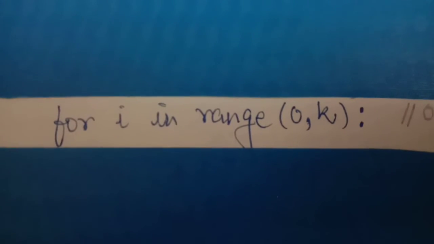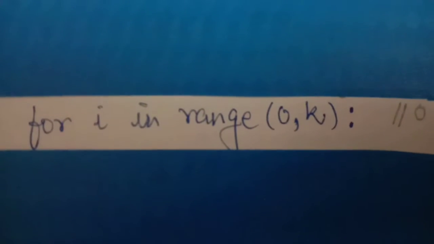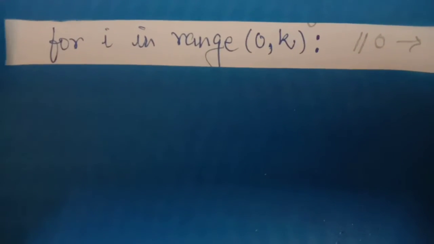Now as we remember, it's an iterative statement. It makes use of the range function here and will run from 0 to k, and k is 12, so it will execute from 0 to 11 index position. Now in the block of for we can see the various statements.